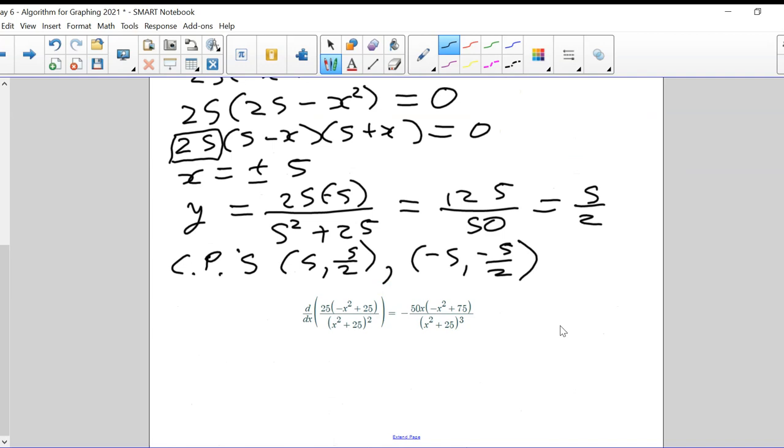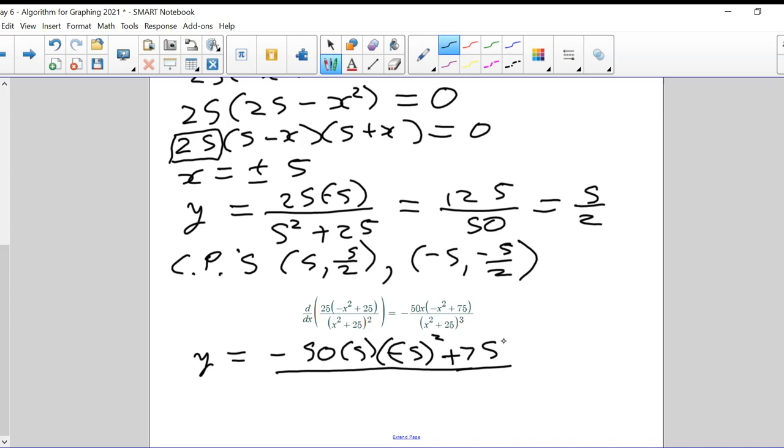I'm going to say that the y, this is for the second derivative now, is minus 50 times 5 over minus 5 squared plus 75. And the truth is, actually, the bottom can be negative because I'm going to square that. So the bottom is going to be positive for sure, right? Because it's x squared plus 25, which is going to be positive, raised to the power of 3. So the bottom is always, okay, Alicia, the bottom is always positive.